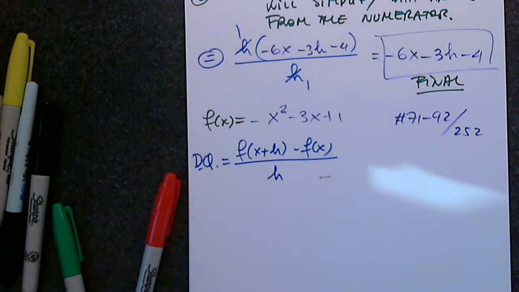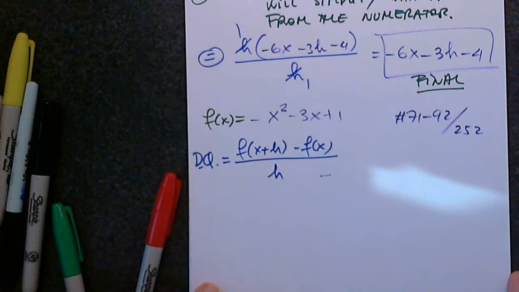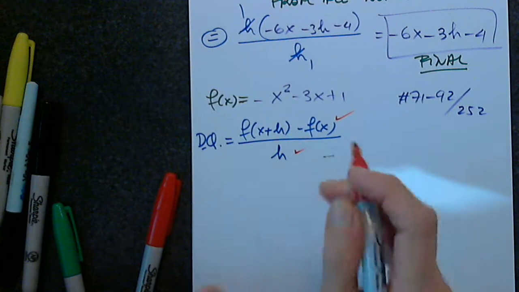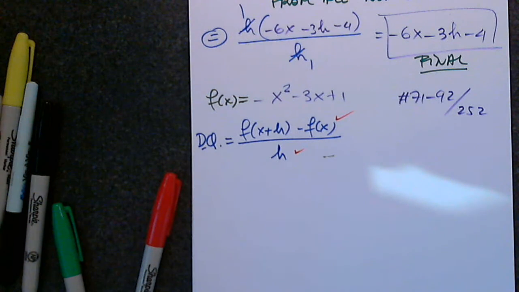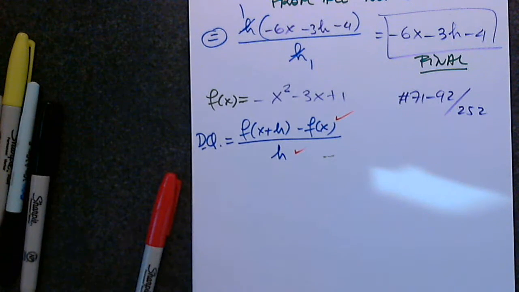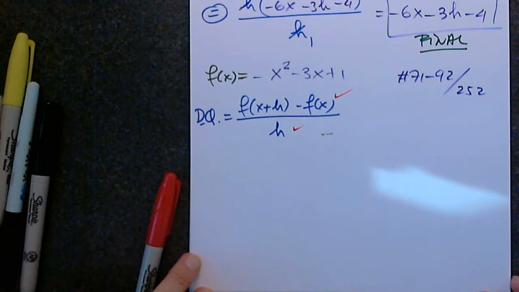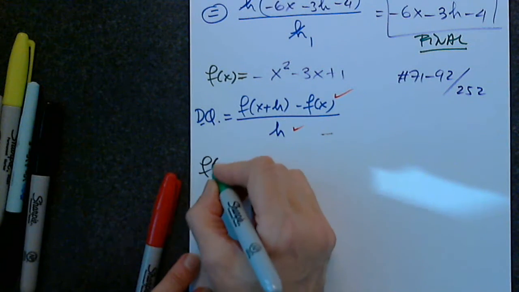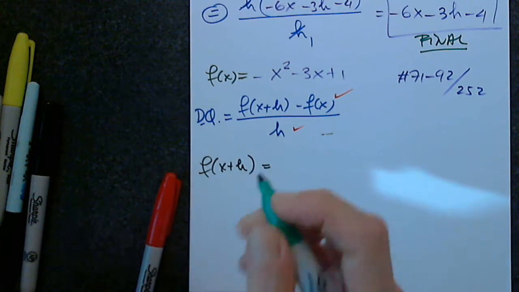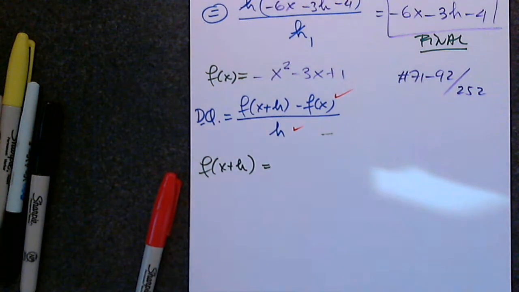Which of these three pieces don't we have to work on, and which piece do we have to work on? f of x and h. Yes, we do not have to work on these. These are clear. There is nothing we can do there. However, we have one piece in the difference quotient that is not clear yet. Which one? f of x plus h. Very good. So let's see what we have here.